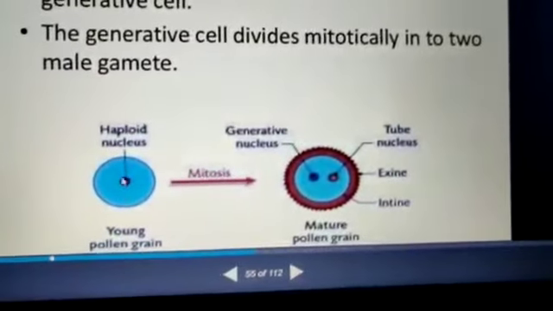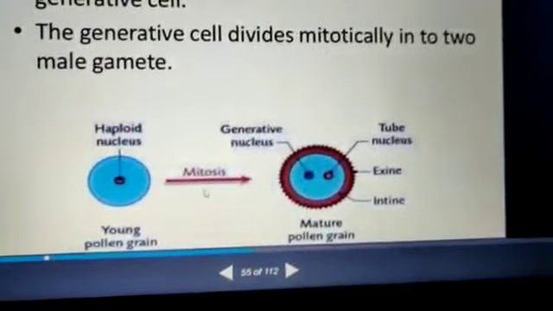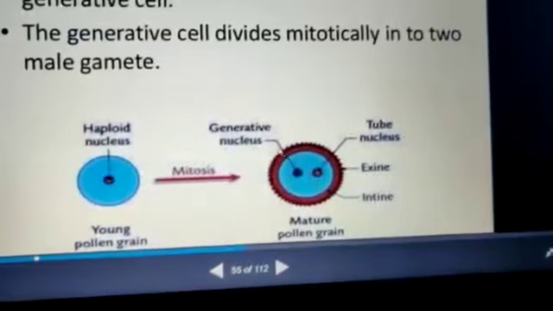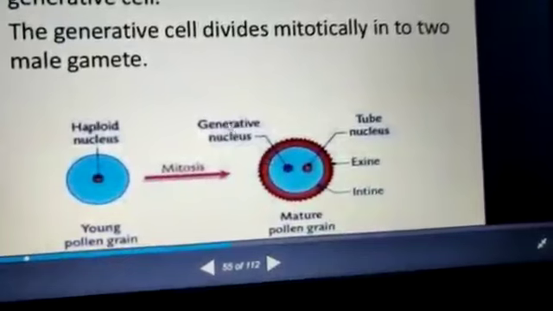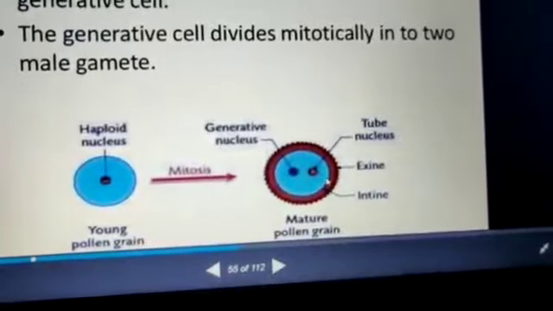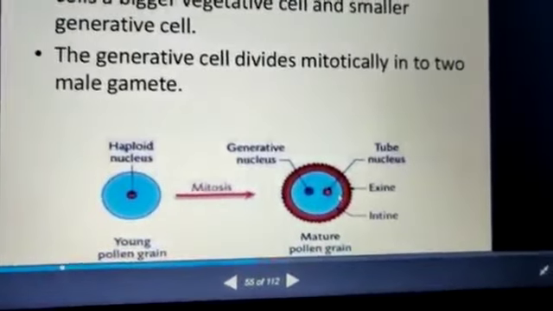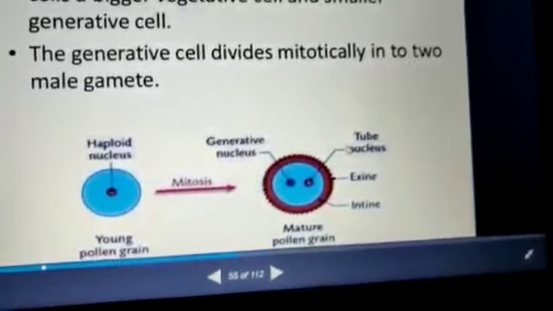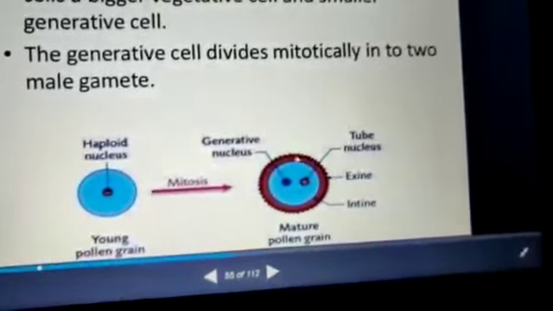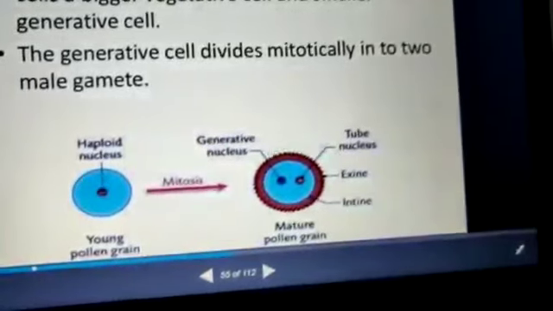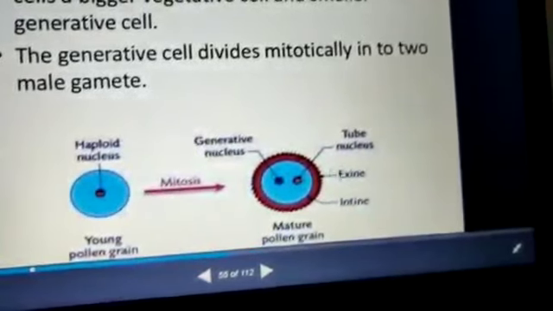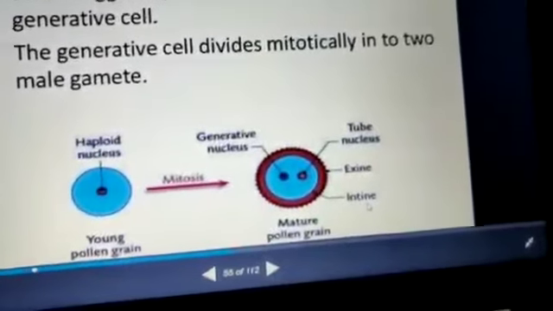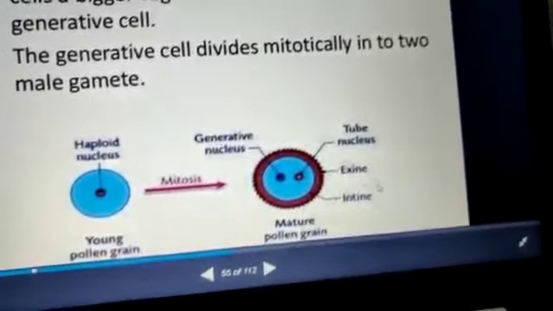Now here this is the haploid nucleus. It goes for a mitotic division to produce two cells. Okay. One cell is a generative cell and another one is, yes, the vegetative cell. Okay. Now this is the tube nucleus, and the outermost hard coat is termed exine, made up of sporopollenin, and the inner one is intine. This is the mature structure of a pollen grain.